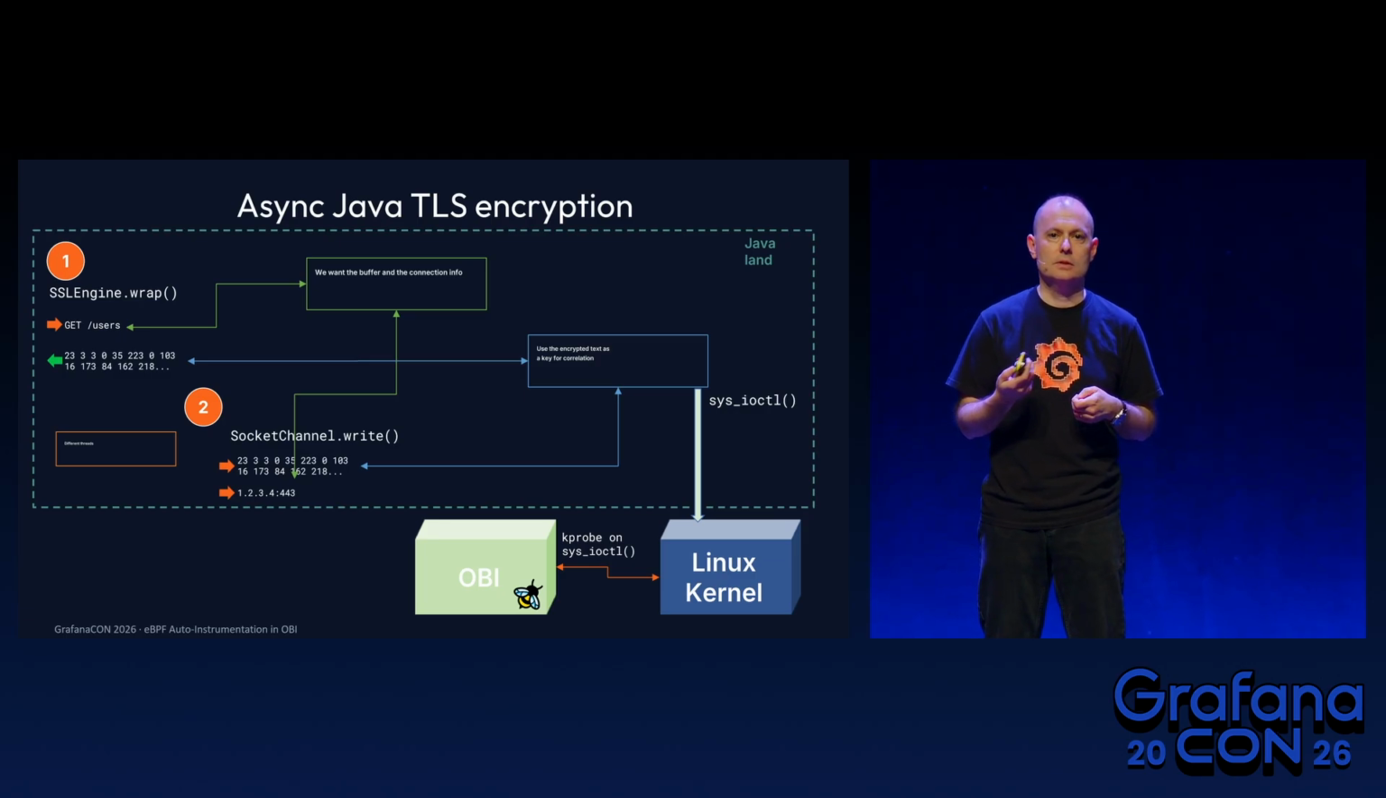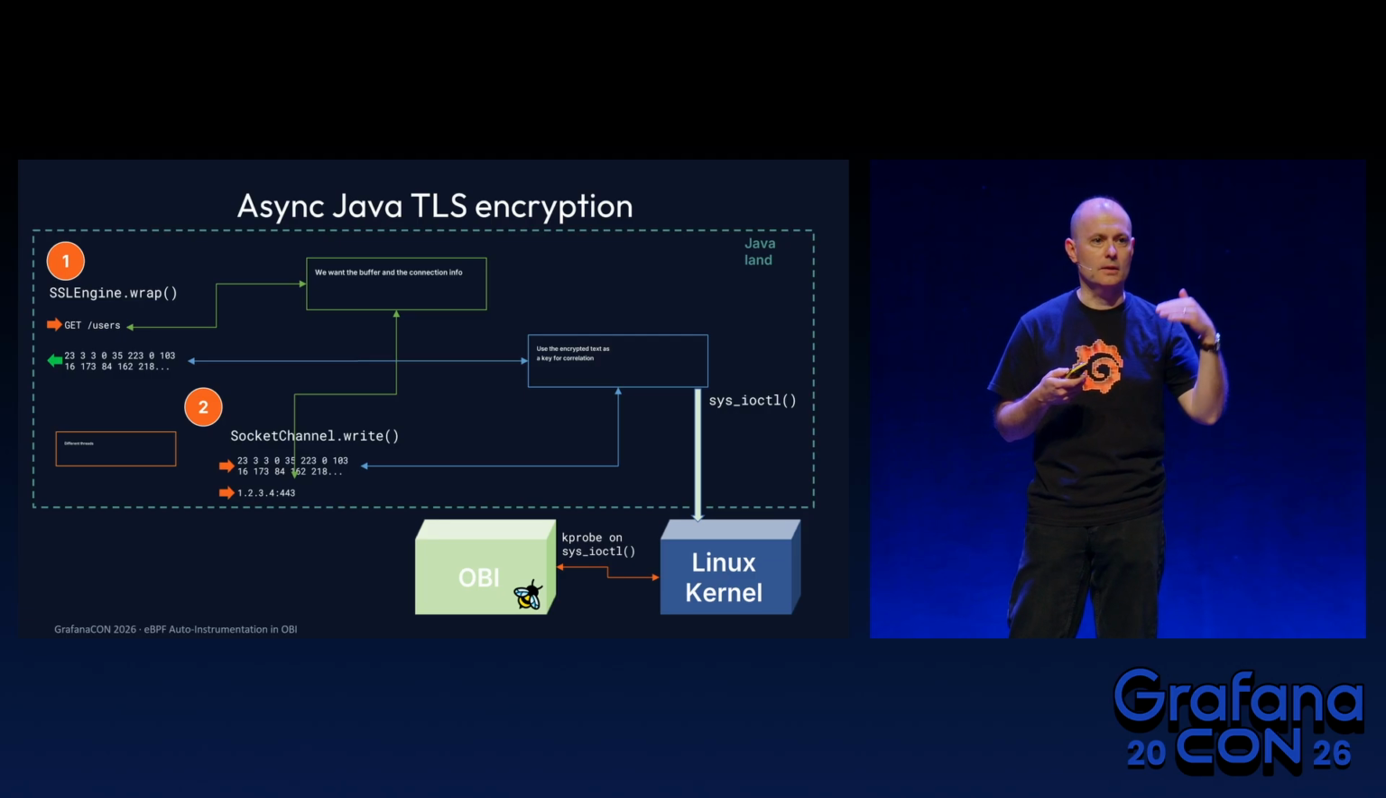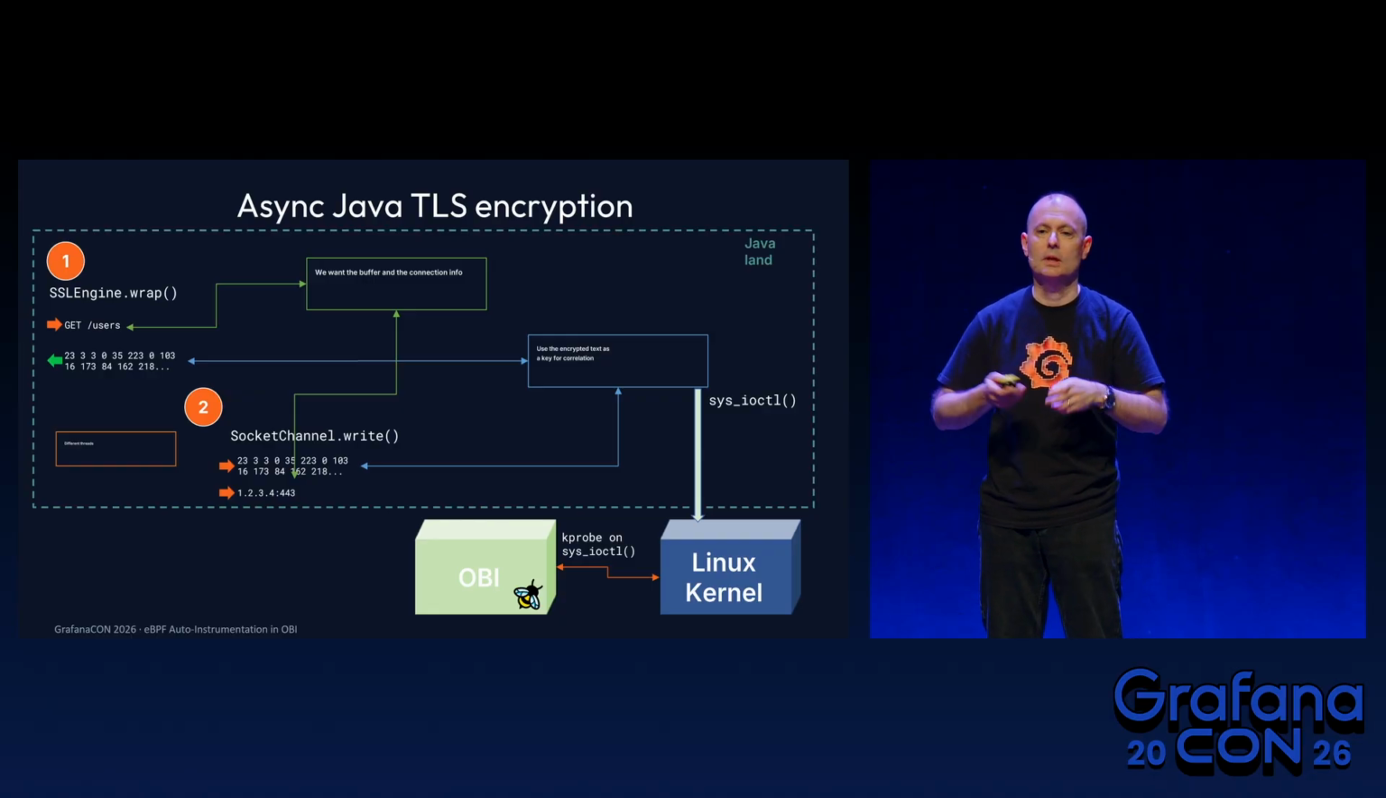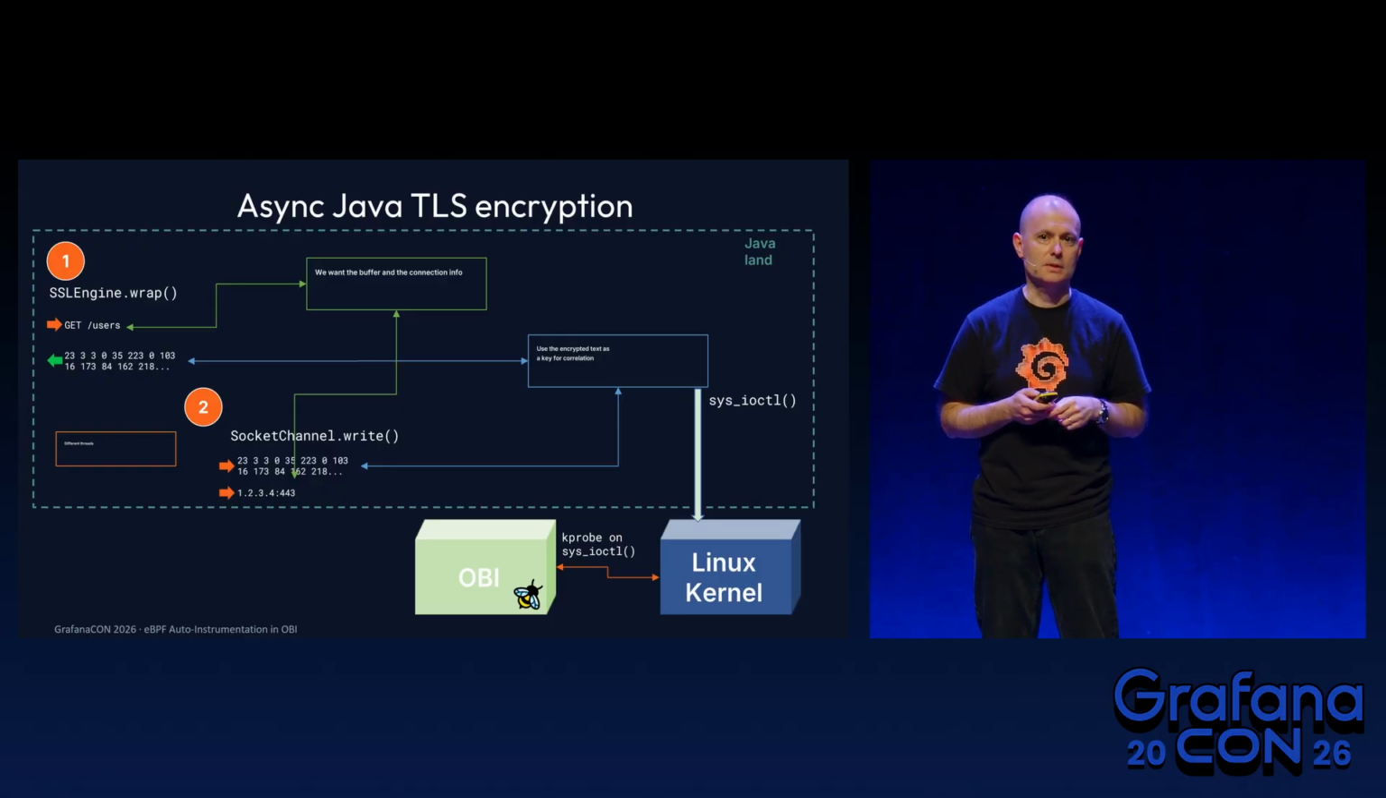So this ioctl call happens in the kernel, and this is the chance for us to set a kprobe with OBI that will intercept that call, read the information, and pass it to the rest of the OBI machinery to actually produce the telemetry that we need. So we just filled in the missing pieces that we needed to get Java to work.